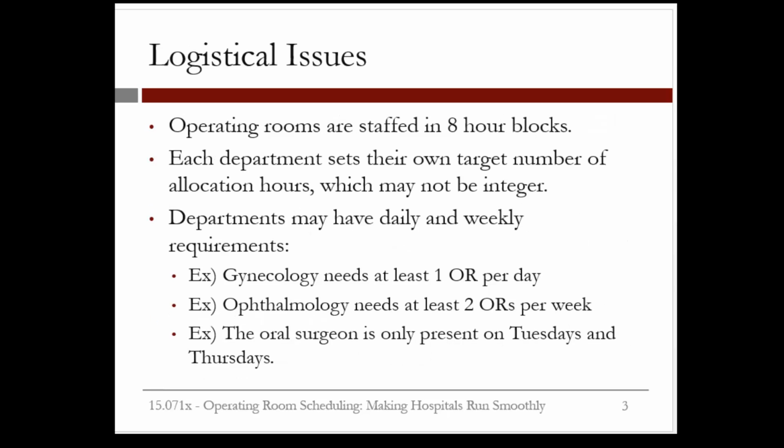However, there are many logistical issues for the operating room manager to consider when designing the schedule. Operating rooms are staffed in 8-hour blocks. Each department sets their own target number of allocation hours, which may not be integer. In addition, departments may have daily and weekly requirements. For example, gynecology might need at least 1 OR per day. Ophthalmology might need at least 2 ORs per week. And for example, the oral surgeon might only be present on Tuesdays and Thursdays. The operating room manager needs to take into account all of these logistical issues when designing a feasible schedule.